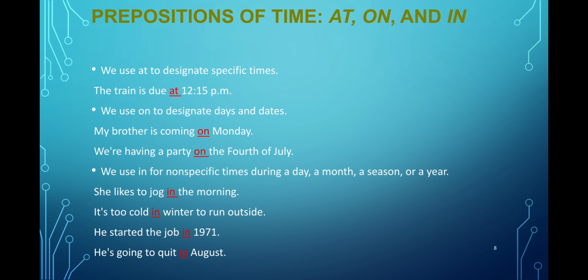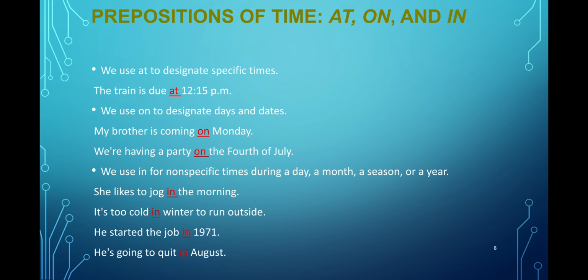Usage of preposition of time. We use at to designate specific times. For example, the train is due at 12:15 p.m. We use on to designate days and dates. For example, my brother is coming on Monday. We are having a party on the 4th of July.